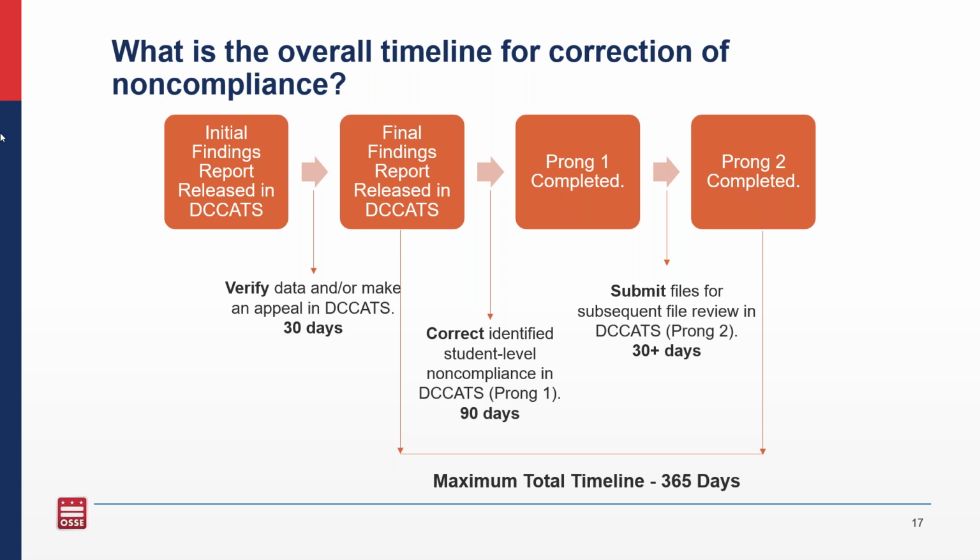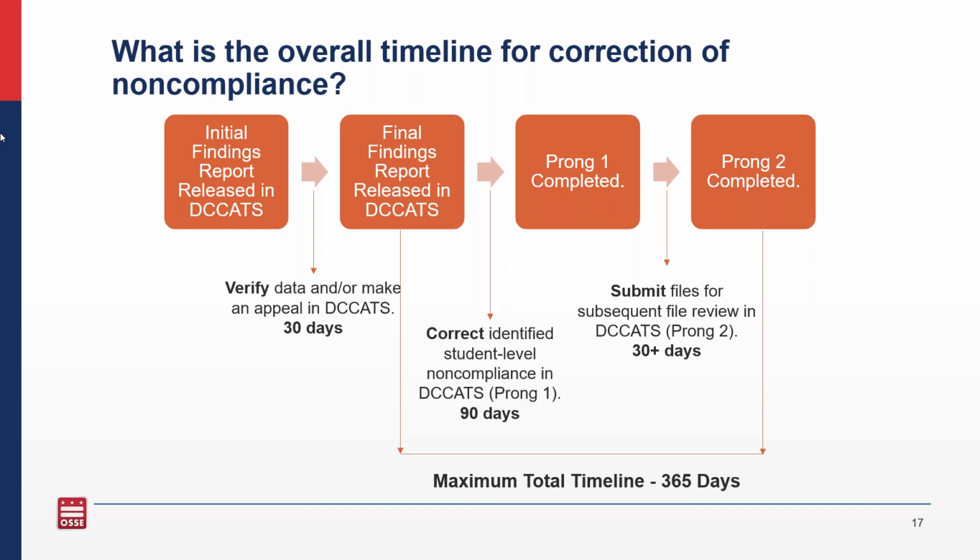So at the end of the correction window, we will release the final report. And this is when the 365-day timeline begins. If you do not go in and appeal, or if you do not go in and verify your data for reevaluation, please know that all of the files in the non-compliance report in DC CATS will in fact turn into findings. Once findings are issued, LEAs have 90 days to complete the prong 1 process in DC CATS. And then once prong 1 is completed, the prong 2 report is populated in DC CATS, and LEAs have 30 days to engage in the prong 2 process.